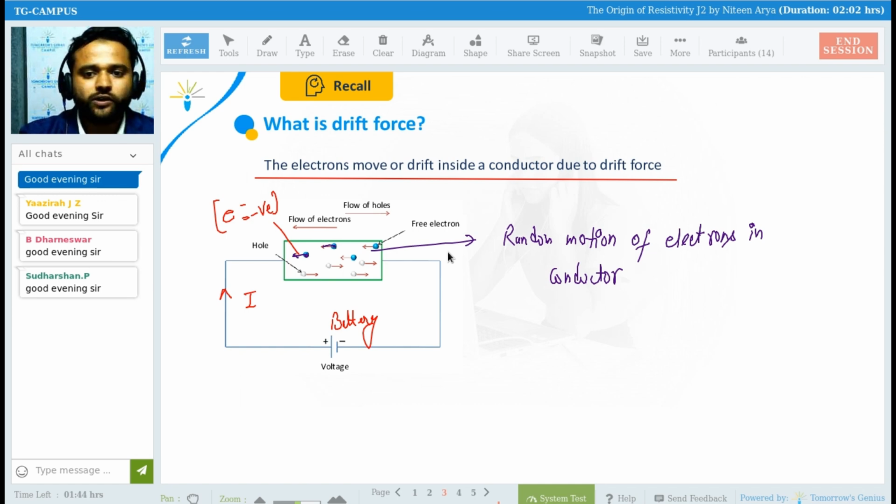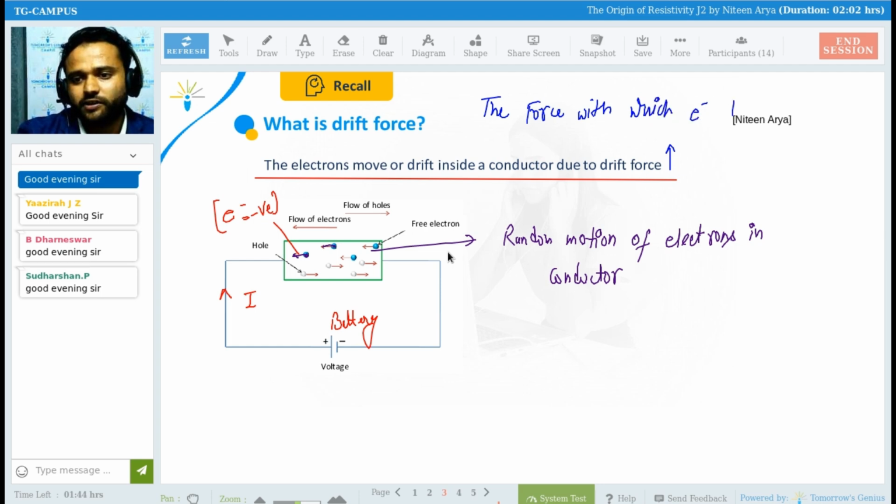The electrons move or drift inside a conductor due to drift force, or, more explanatory, you can write: the force with which electrons are drifting or attracting towards the positive terminal of a battery.